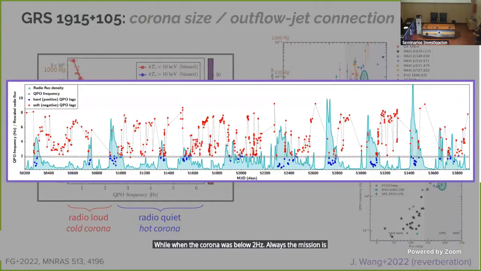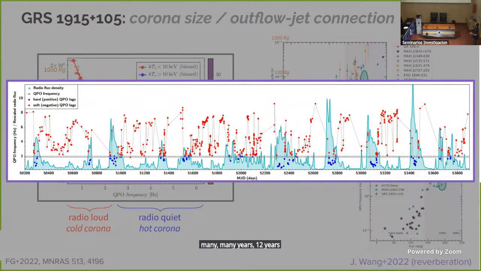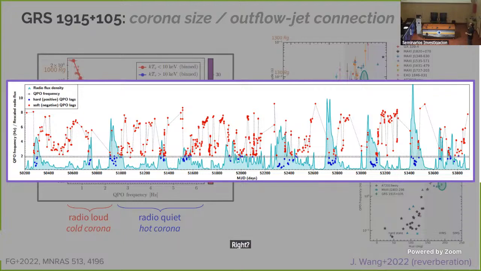And you can see this across many years, 12 years of information. So the red is the QPO frequency. So almost every time the QPO frequency is red because it is above 2 Hertz, right? While at some particular points, you can see here, there are blue points when the QPO crosses below 2 Hertz.